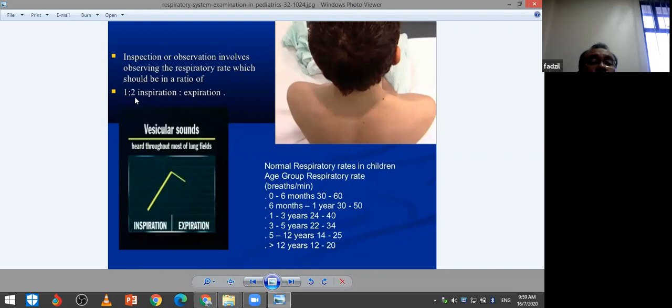So, respiratory rate, usually the ratio is 1:2. Normally, there is a normal respiratory rate according to the age. You have to memorize this, you have no choice. Usually we ask for the upper limit. So there is the breathing. The inspiration is active, and the expiration is passive. Inspiration is an active process and uses a lot of energy. Expiration is gravity driven, so it doesn't use a lot of energy.